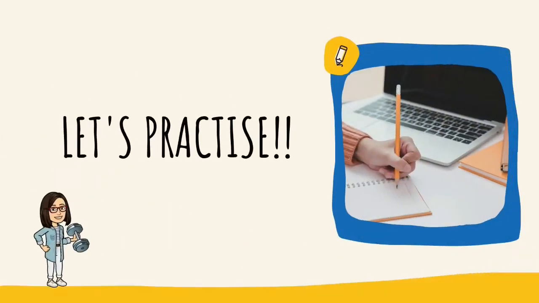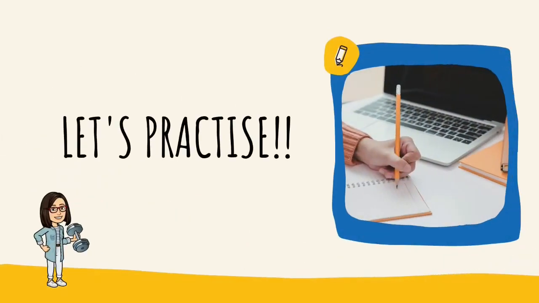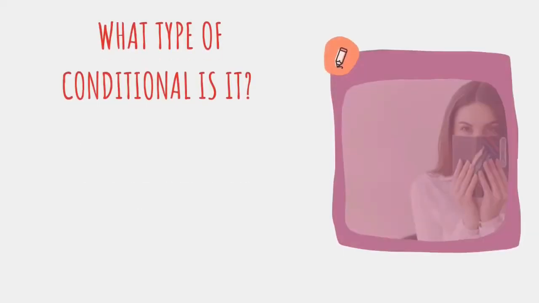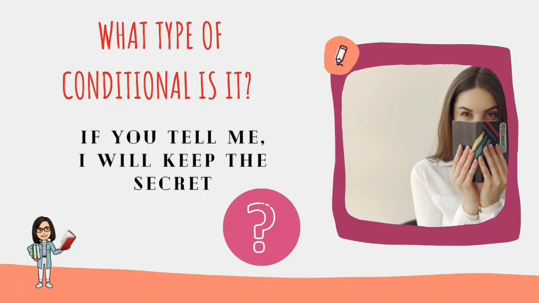Now let's practice a little bit. What type of conditional is it? I will read a sentence and you will have to decide if it is conditional type zero, one or two. If you tell me, I will keep the secret. What type of conditional is it? Have a look at the two parts, have a look at the tenses and then decide.